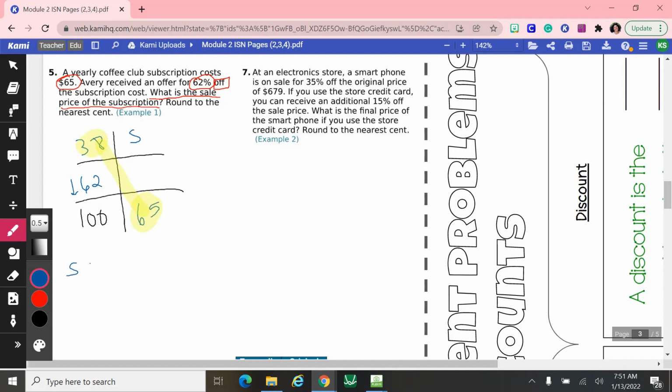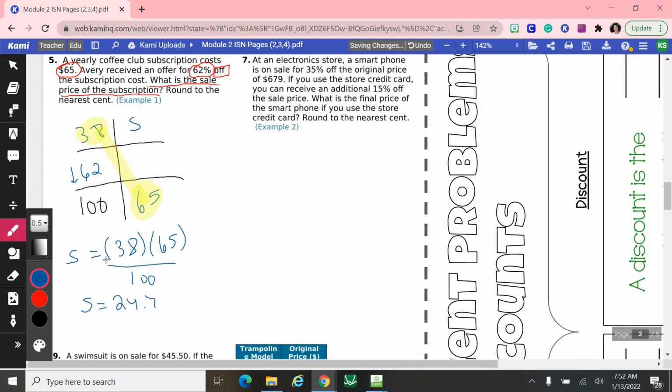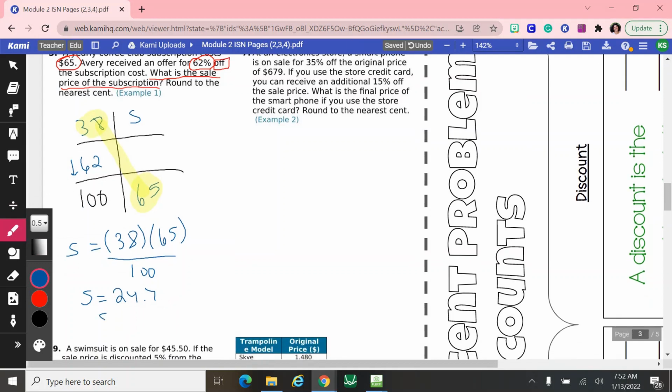To find that sale price, I am going to multiply 38 times 65 and then divide by 100. When you use technology to find your answer, your sale price, the amount is 24.7. But since we're talking about money, we're going to label it with a $ sign, $24.7, and you have to add a 0.